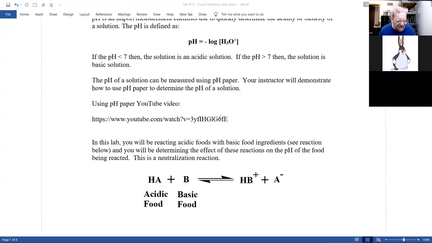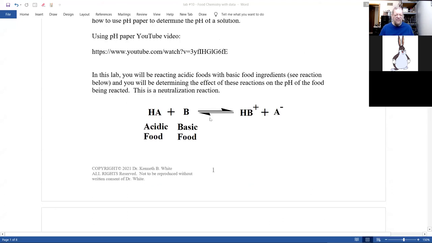I'll let you look at that on your own. Now, there's something called neutralization. When you react an acid and a base together, there's a reaction. It's an equilibrium. And what you do is you form a salt, and a lot of times you'll also form water. Now, if you look at this HB plus A minus, think of Na plus Cl minus, sodium chloride.